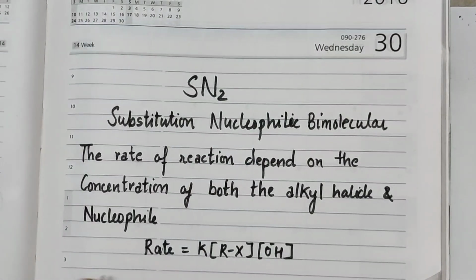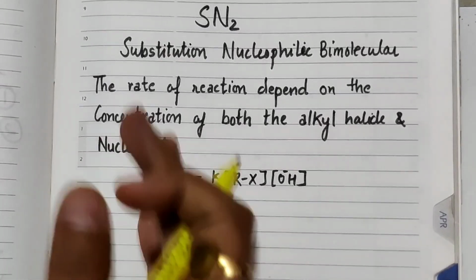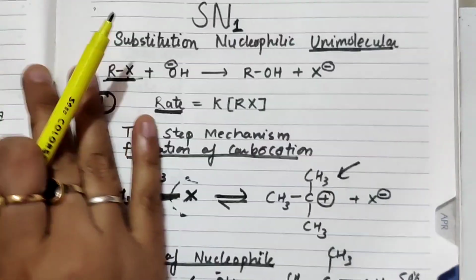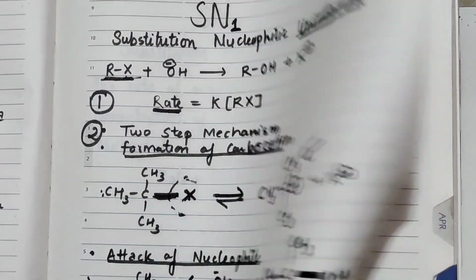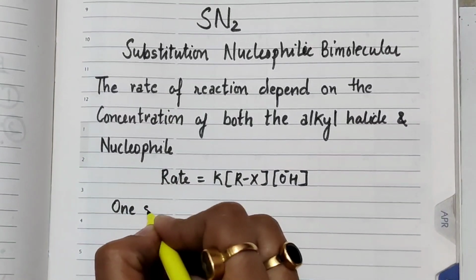Now, if we discuss its mechanism, it is completely opposite to that of SN1. For example, SN1 is a two-step mechanism, whereas SN2 is a one-step mechanism.